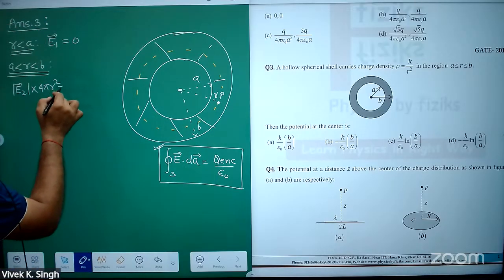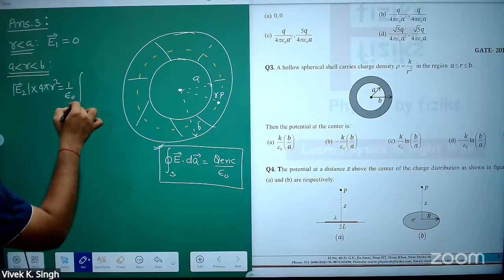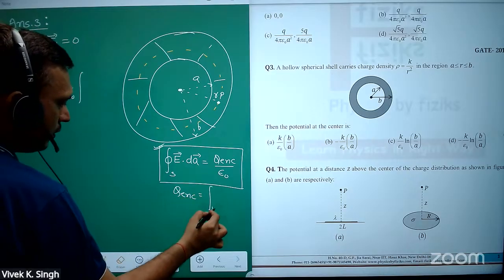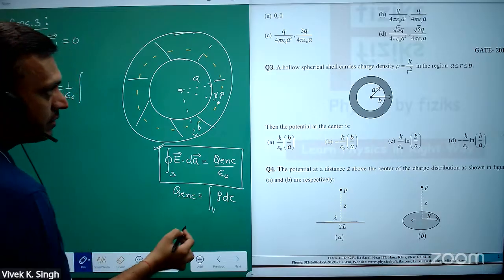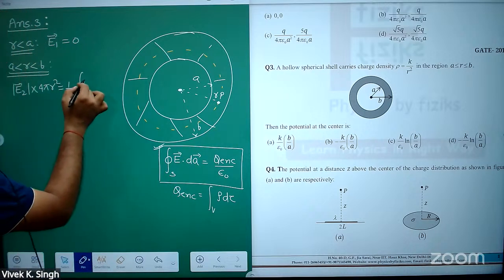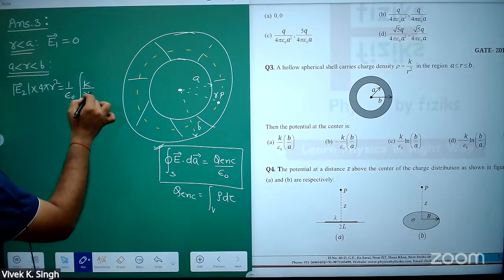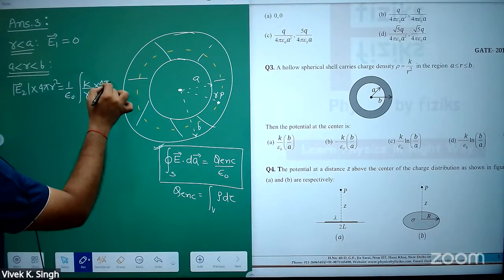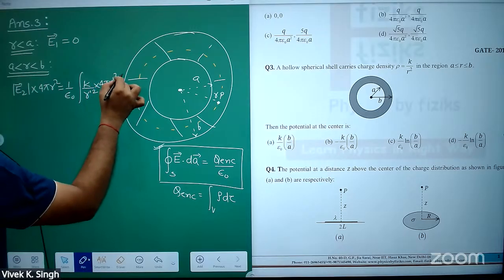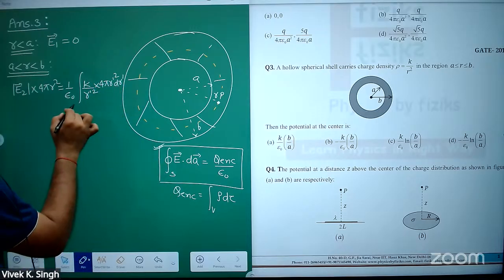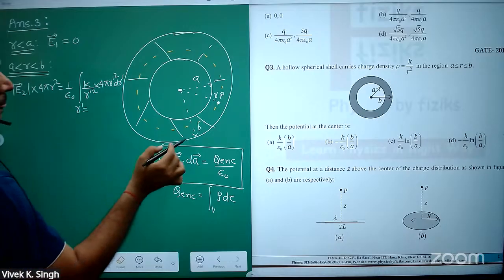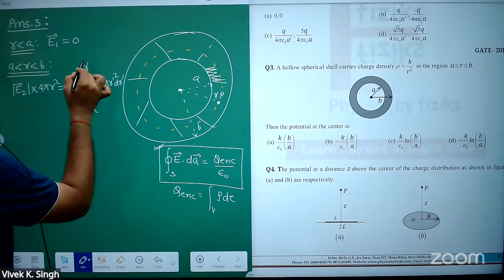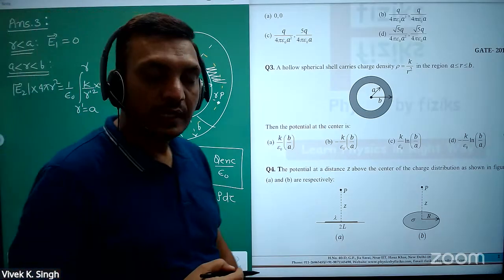So charge enclosed is 1 by epsilon naught, rho d tau, where Q enclosed is given by the volume integral of rho d tau. And since rho is a function of r, we can easily write this as k by r dash square, taking some new variable r dash, and d tau will be 4 pi r dash square dr dash. And r dash varies from, you have to find the charge enclosed within the Gaussian surface, so this will be A to small r. So that will give you the electric field.